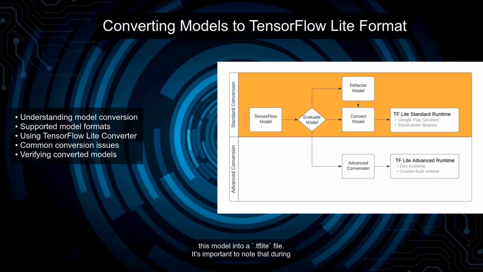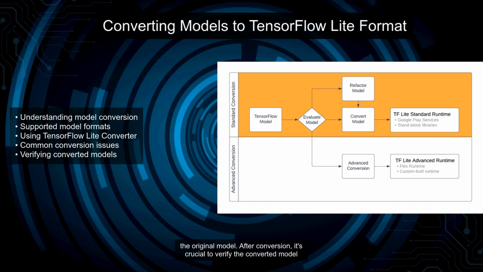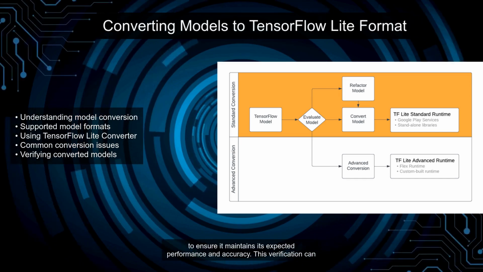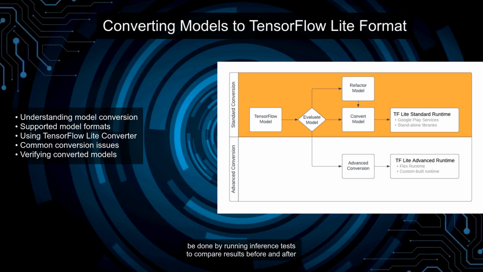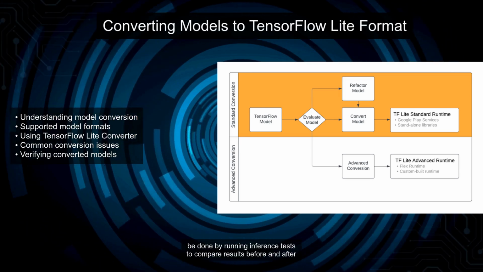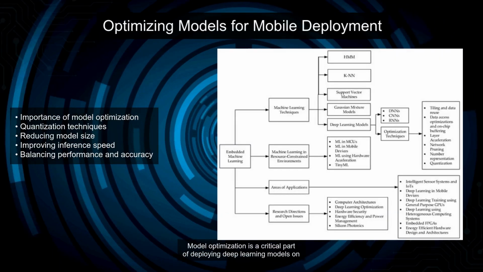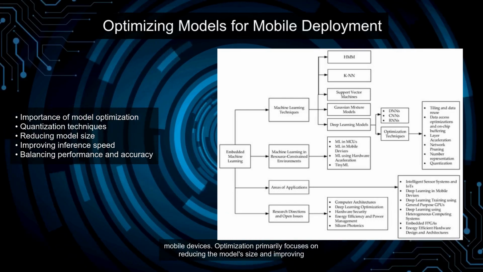It's important to note that during this conversion, certain operations might not be supported, which could require modifying the original model. After conversion, it's crucial to verify the converted model to ensure it maintains its expected performance and accuracy. This verification can be done by running inference tests to compare results before and after conversion, ensuring consistency across the board. Model optimization is a critical part of deploying deep learning models on mobile devices.